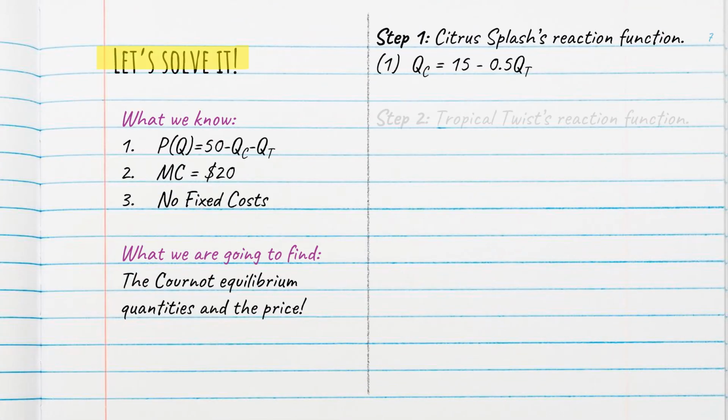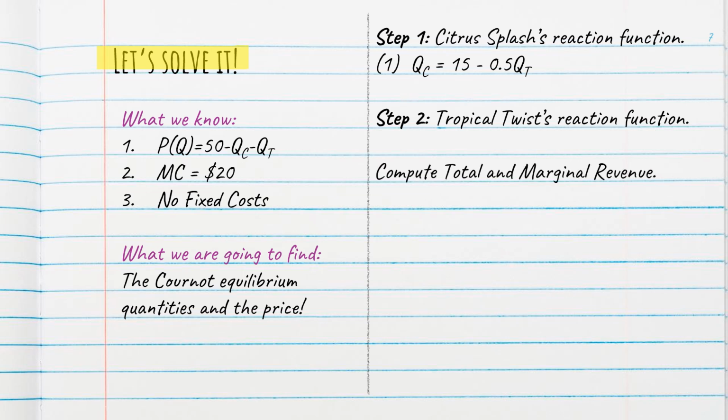Our next step is to solve for Tropical Twist's reaction function. This is going to go in the exact same way as Citrus Splash, so we'll do it a tiny bit faster. We need to compute total and marginal revenue. Total revenue is going to be equal to inverse demand, 50 minus QC minus QT, all times QT, because now we're talking about Tropical Twist.